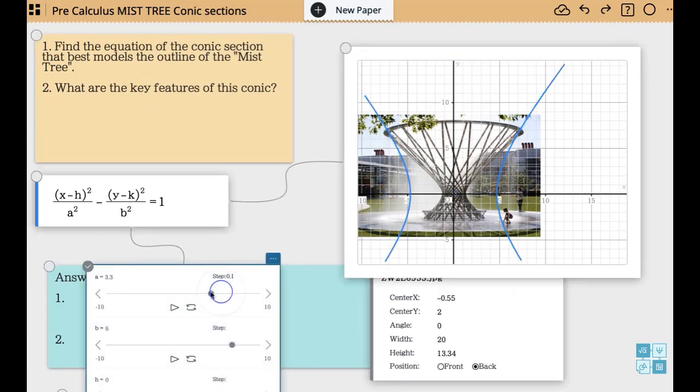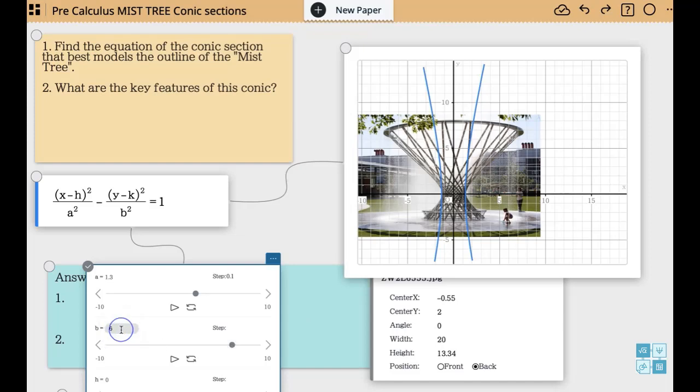So A is definitely too wide. I want it to be narrower. It's a little more than 1, so I'm going to try 1.2. See how that goes. It's pretty good. I'm going to go 1.3, make it a little bit wider. I want the vertex to be right on the edge. Now it's definitely opening up way too much.